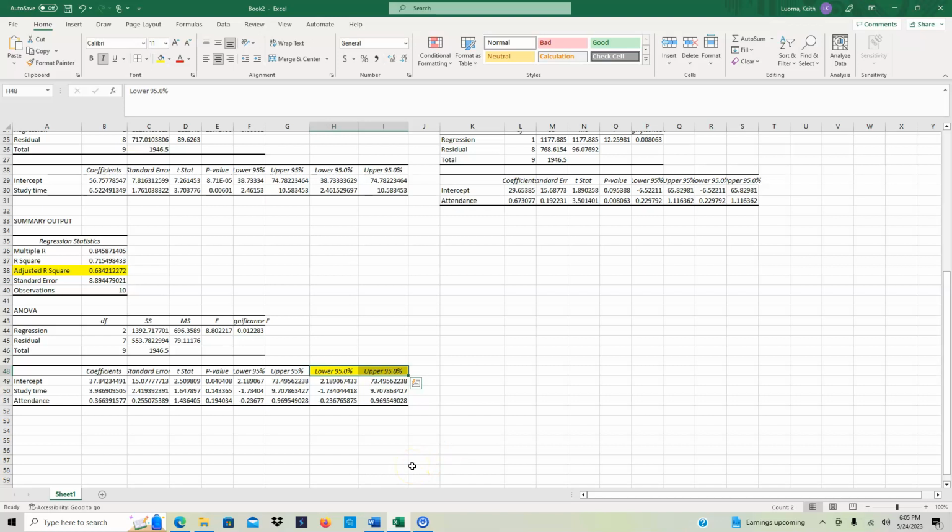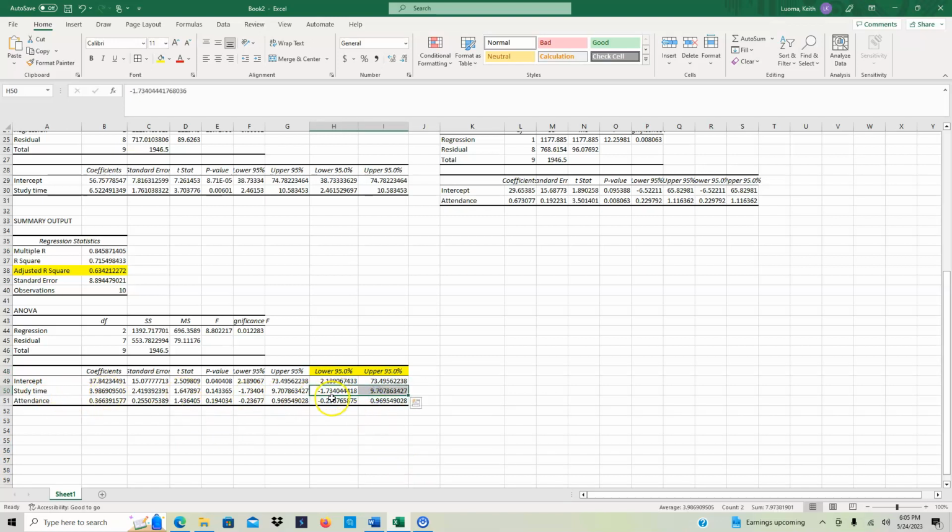In statistics, you've learned the concept of a confidence interval, and a 95% confidence interval essentially says that you have 95% confidence that the true value will be between a lower value and an upper value. So, for example, let's look at the study time there.